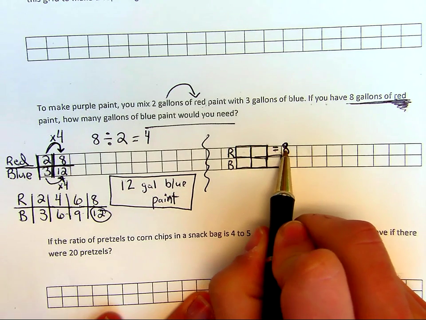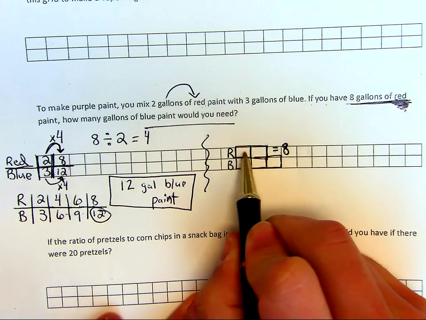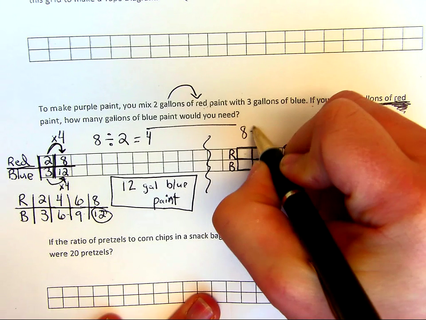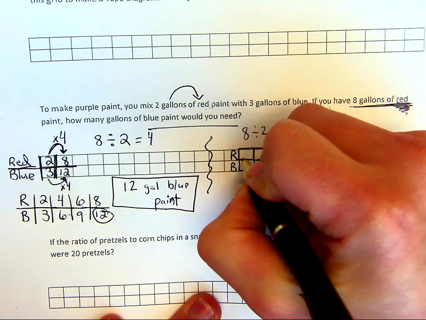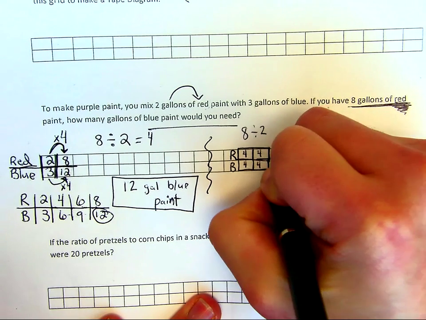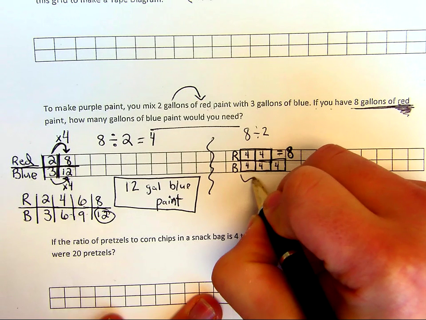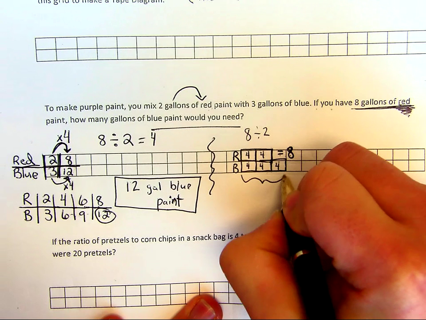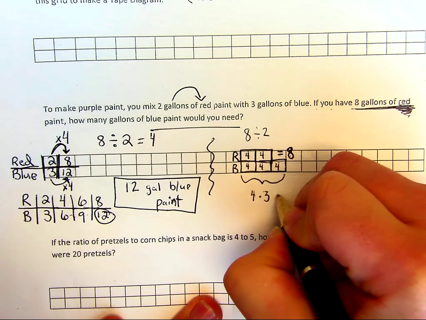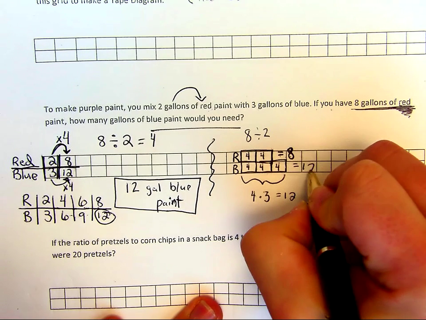So I take the 8 and I split it between these 2 boxes. So I'm doing 8 divided by 2, which we know is 4, and it means every box is going to be worth 4. So in this case, I have 4 times 3 to give me 12.